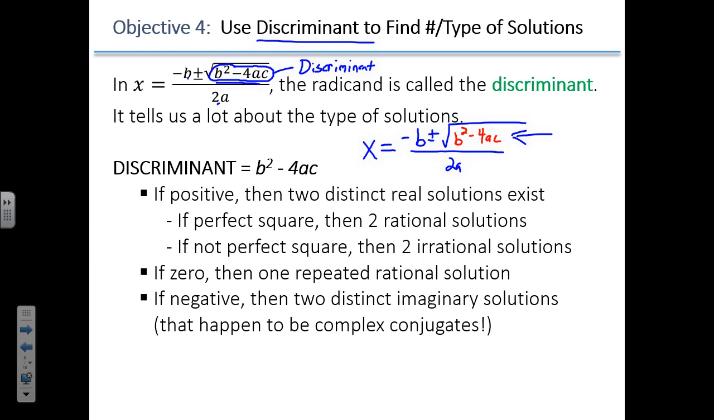In order to get real solutions, that number has to be positive. Then we can take the square root. If it's positive, then we're going to get 2 real solutions. If that number happens to be a perfect square, you'll get 2 rational solutions. That is to say, our 2 answers are going to be fractions.